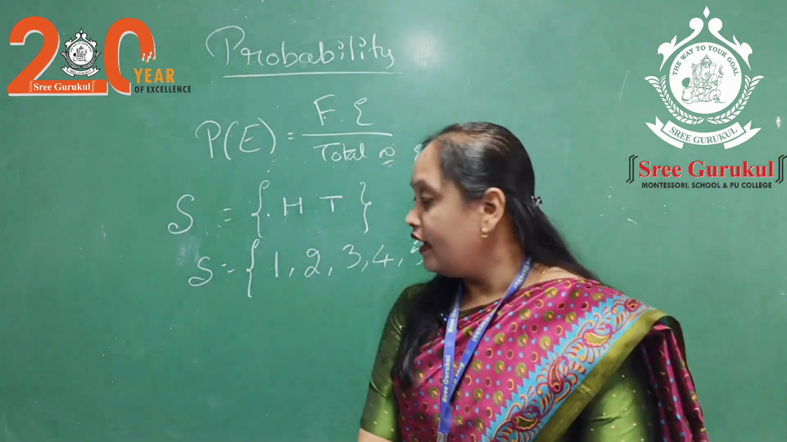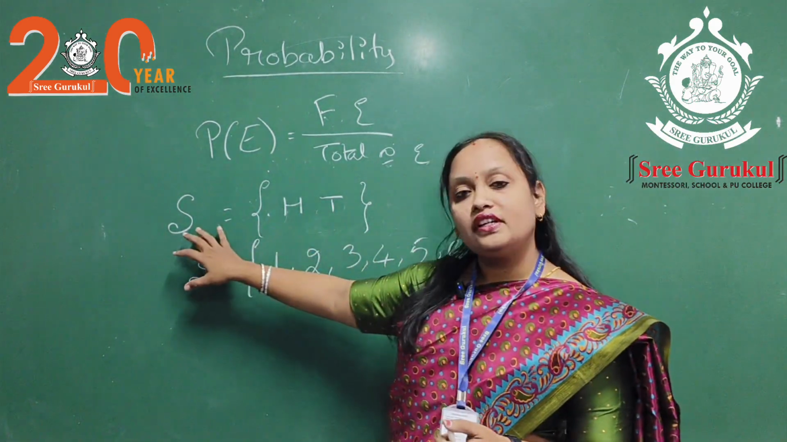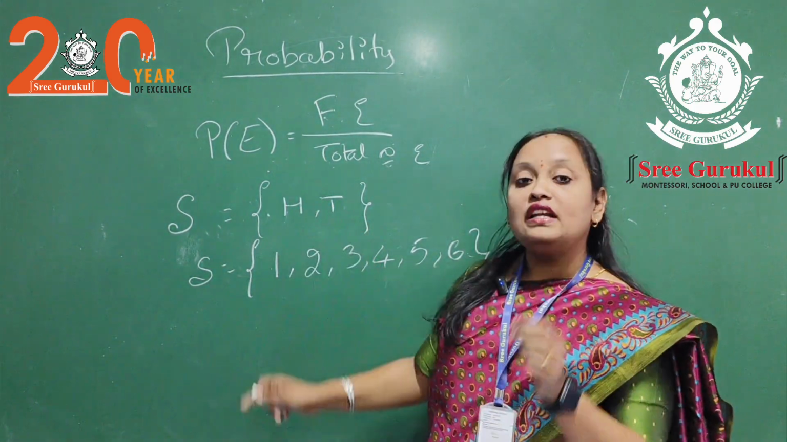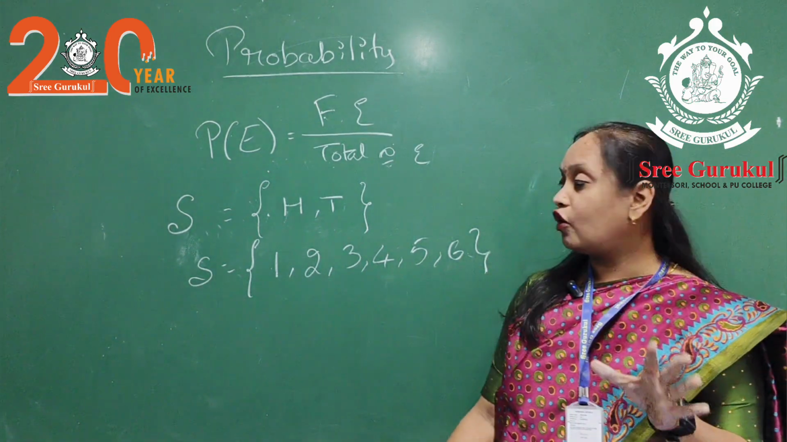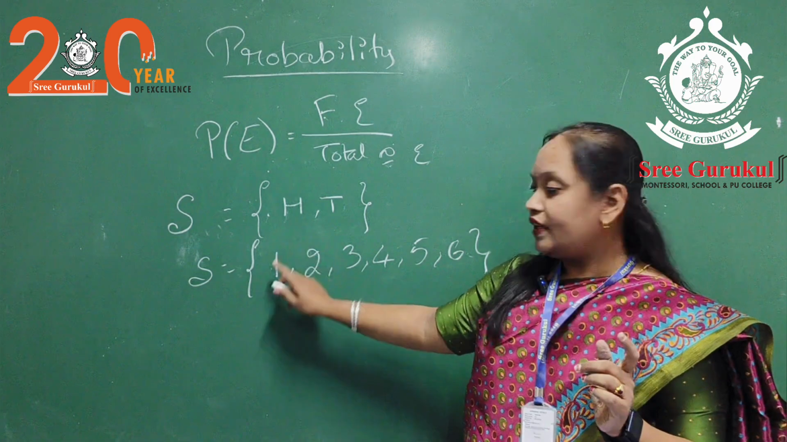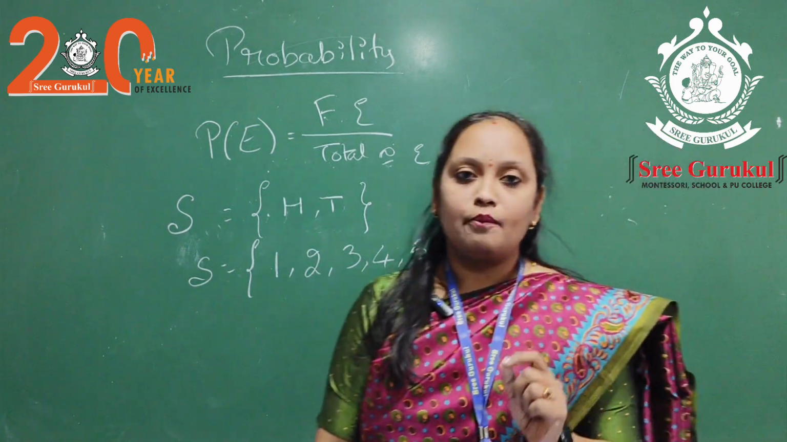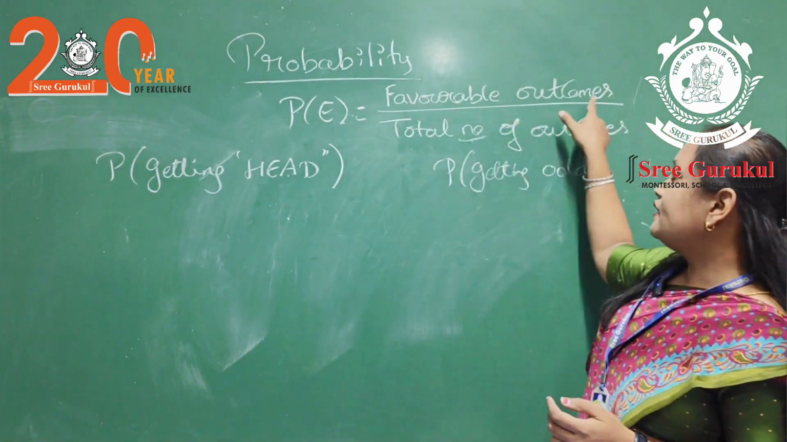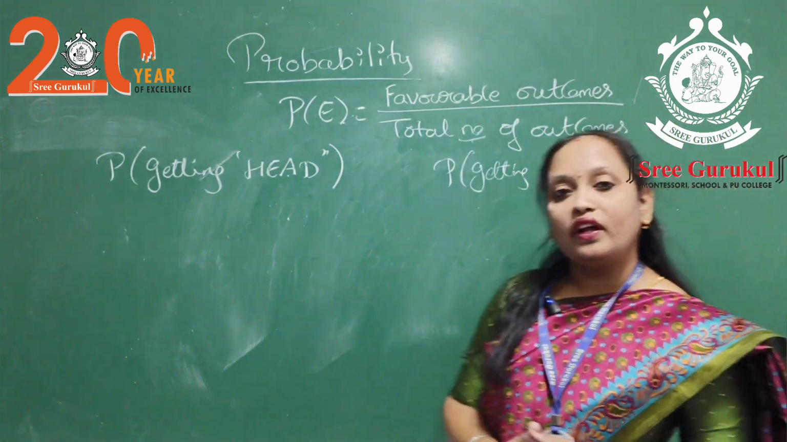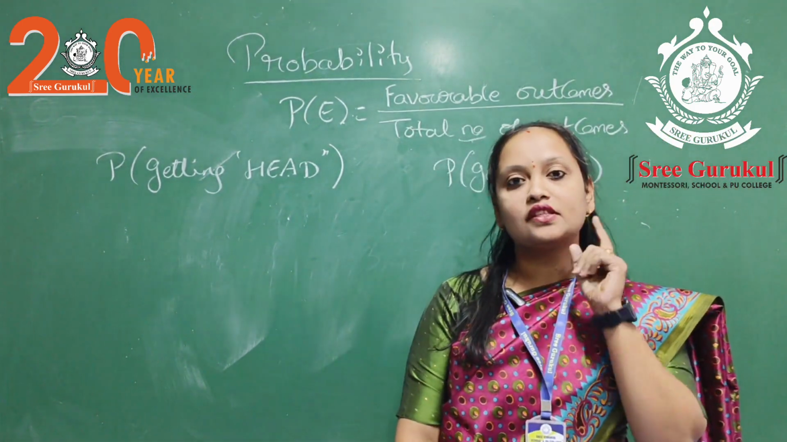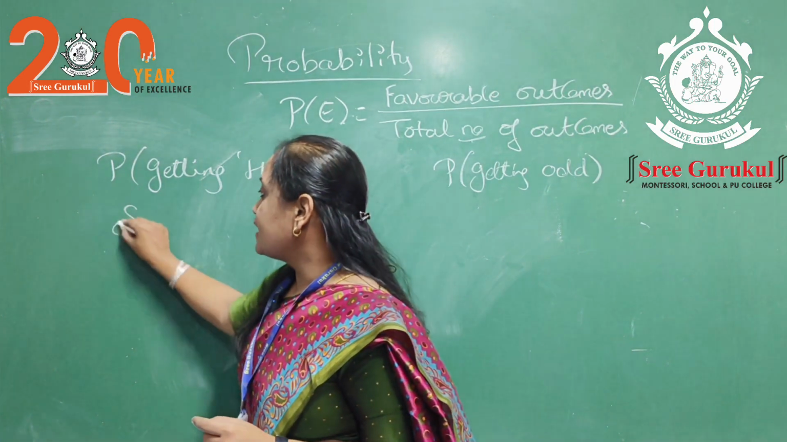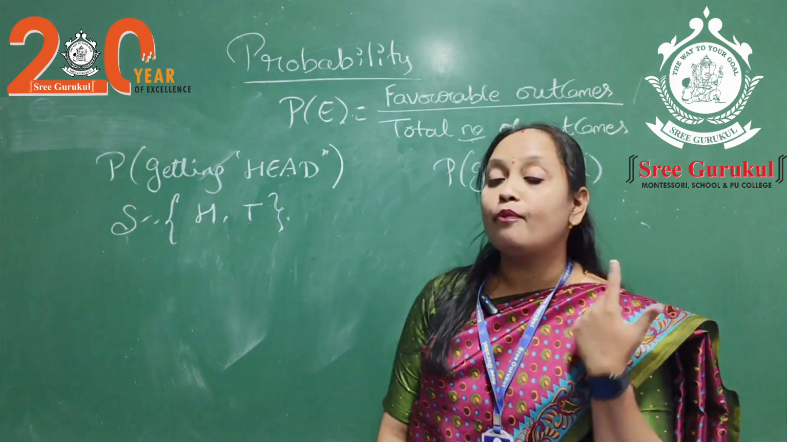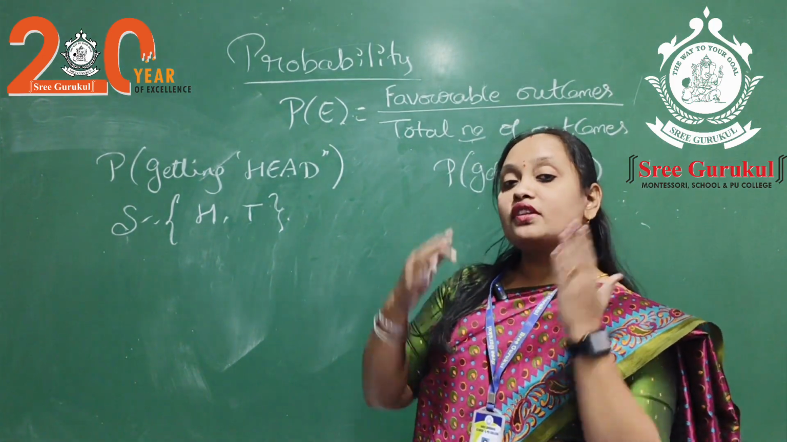Next, we have learned what is a sample space. Now these H and T are called sample points. Here 1, 2, 3, 4, 5, 6 are called sample points. As we know, the definition of probability of any event is favorable outcomes by total number of outcomes. Let me take one example while tossing a coin. Just now I explained, the sample space will be head and tail. So how many sample points are there, or how many total outcomes are there?